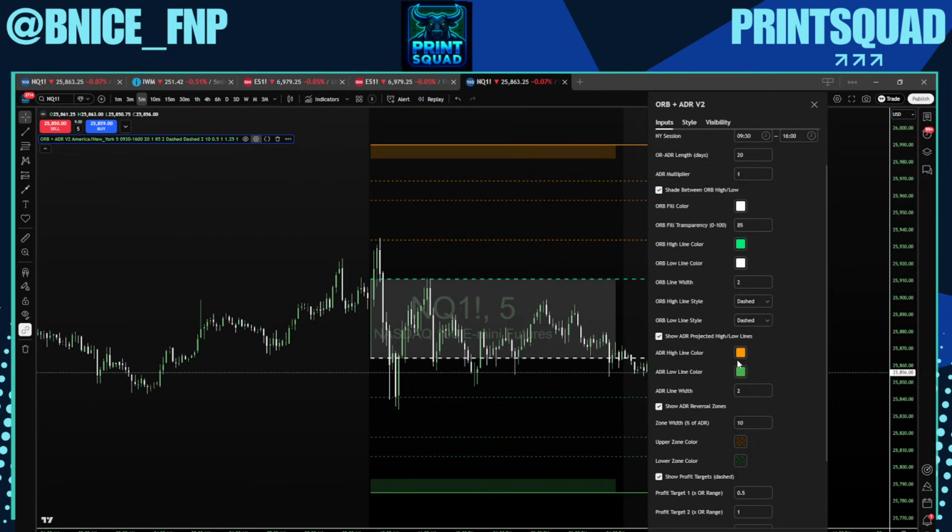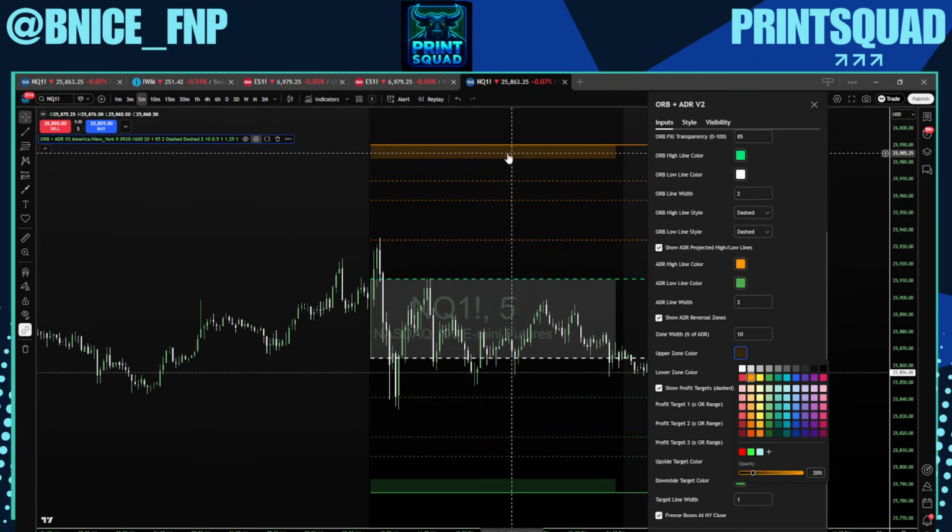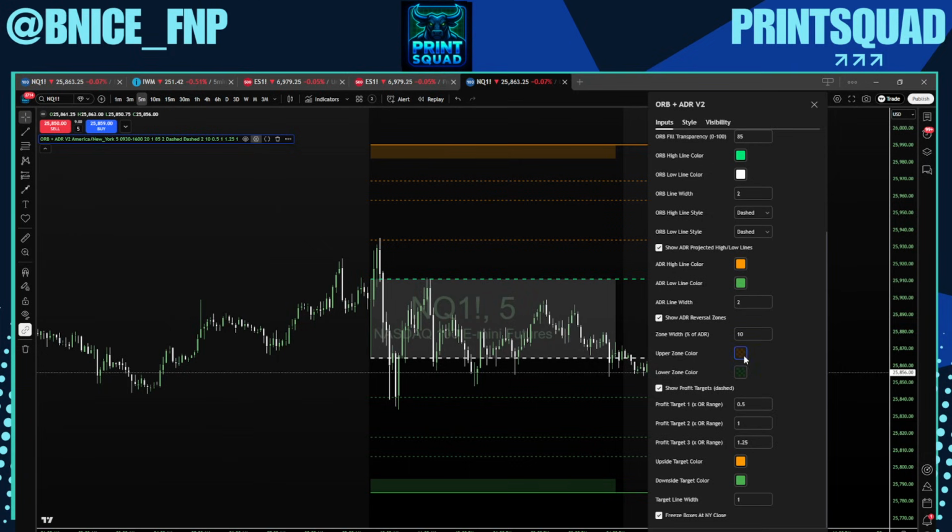The ADR high, I switched it to this gold. ADR low, I switched it to this green, because what I'm expecting to happen is if price comes down to one of these levels, as you can see it does here, I'm expecting this level to hold as support so that we can continue to go up. And so I just changed the zone's color. The zone color at the top is that same gold, just more opaque. Same thing for the lower level right here.